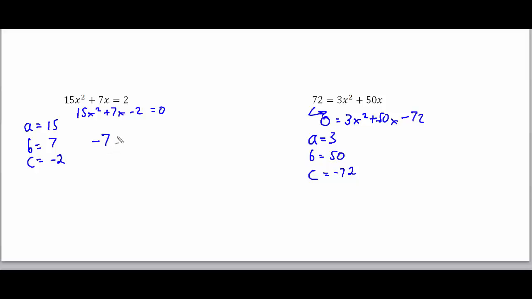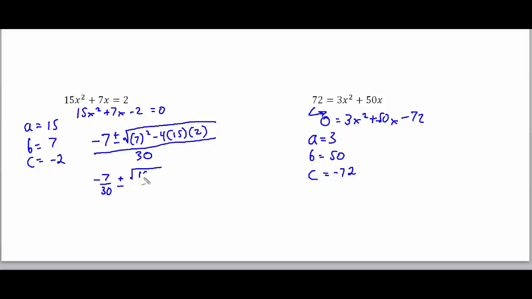So there's my driver, negative 7 plus or minus the square root of b squared minus 4 times a times c, all over 2 times a. In this case, that's 30. So I've got negative 7 over 30 plus or minus, and if I do my discriminant, I get another positive answer of 169, which is perfectly rootable, divided by 30. So the 169 square rooted is going to be 30. Sorry, not 30, 13. Shoot. There we go, 13 over 30.